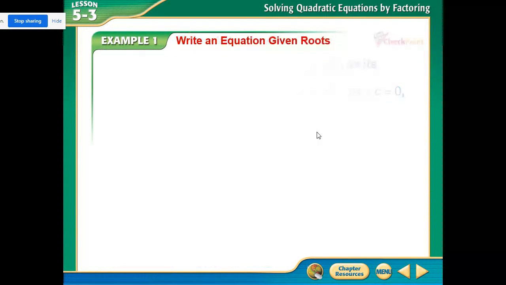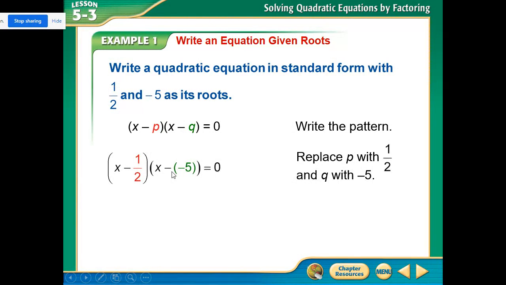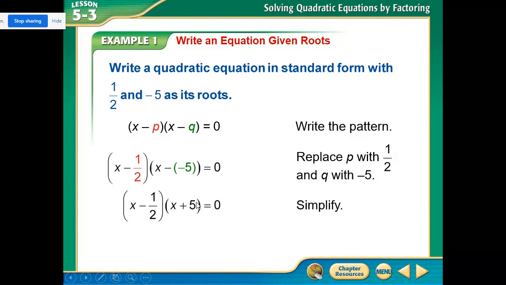All right, let's try one more just to make sure that we got that. So we want 1/2 and -5. So they just skipped ahead to this point. So it's going to be x minus 1/2 and x minus a -5, or x plus 5, right?